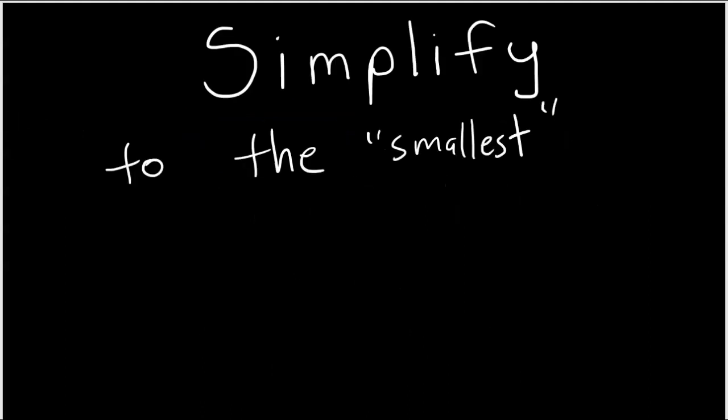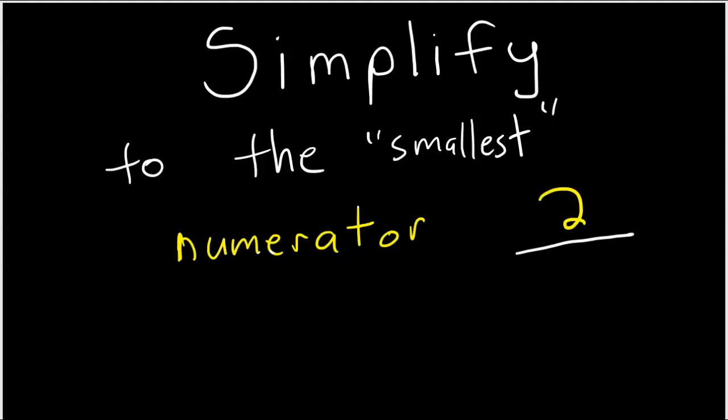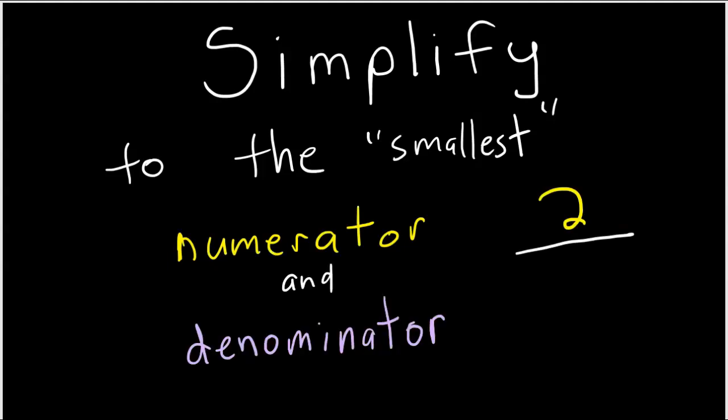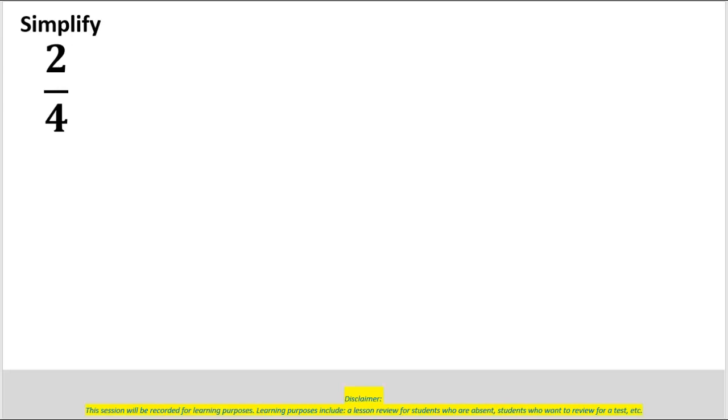We must simplify to the smallest numerator, which is the number on top, and denominator, which is the number on bottom. That's just an example, 2/4. Simplify to the smallest numerator and denominator possible. Is that the smallest numerator and denominator that we can use to represent 2/4? Or is there something else?